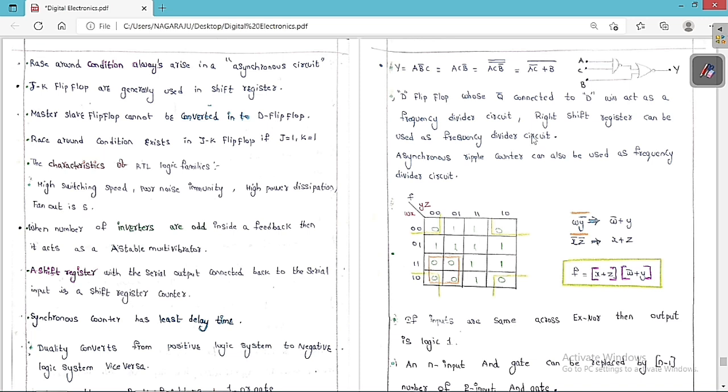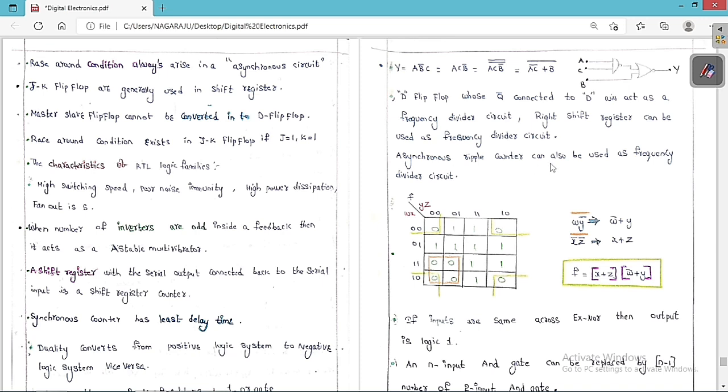So D flip flop whose Q bar connected to D will act as a frequency divider circuit. Plus the output is always going to change from 0 to 1, 1 to 0, all these things it is going to change. So it is basically a frequency divider circuit also. The right shift register can be used as a frequency divider circuit because I have already told you, whenever you take feedback from Q bar and give it to the input, it is going to act like a Johnson counter. So Johnson counter is acting like a frequency divider.